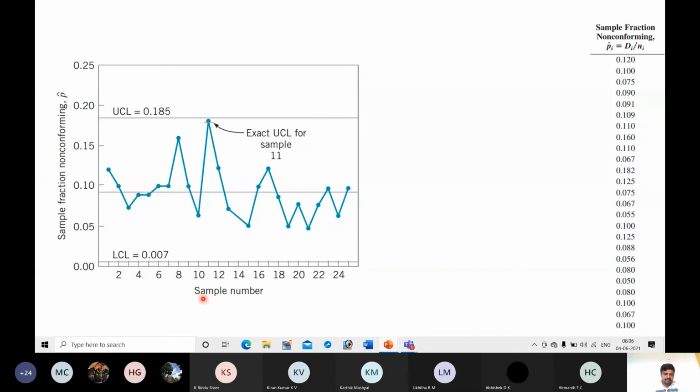First, on the x-axis, you consider the sample number. Totally there are 25 samples, so you are considering 25 sample numbers. Then on the y-axis, you are considering the sample fraction non-conforming p values. You can take 0 here itself, or you can leave some space and consider 0 above this. Okay, your wish. You can start 0 from here or somewhere here. You can do it both ways.